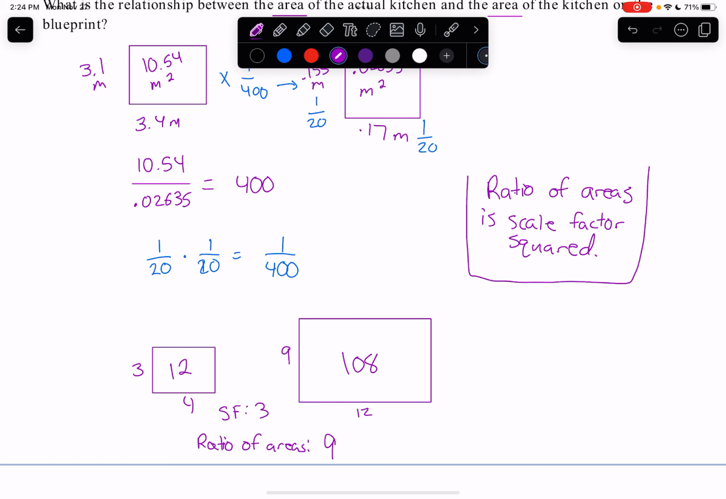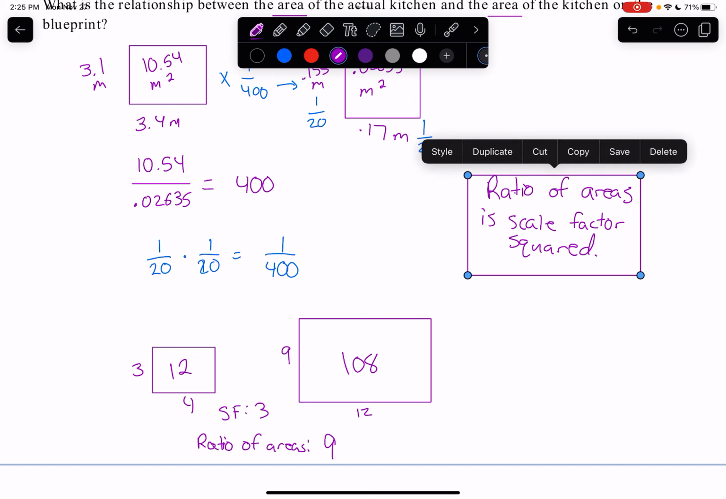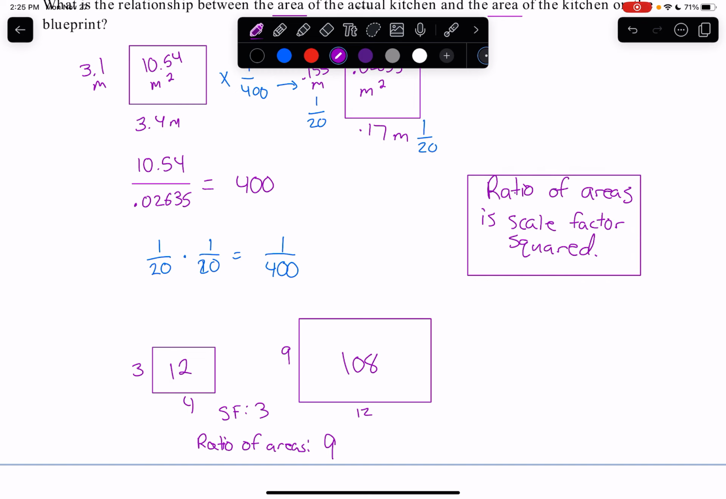What do you think that would mean about the ratio of the volumes of two shapes? I'm not going to tell you. I just want you to think about what that could mean for the ratio of volumes of two shapes.